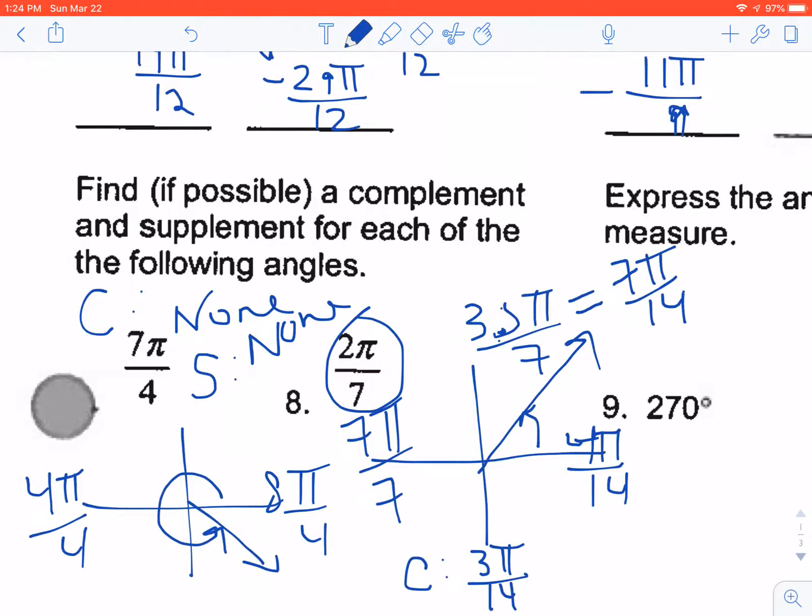So we don't want a decimal in a fraction. The supplement, if I want to add to get 7 pi over 7, I've used up 2 pi over 7, so the supplement's going to be 5 pi over 7.